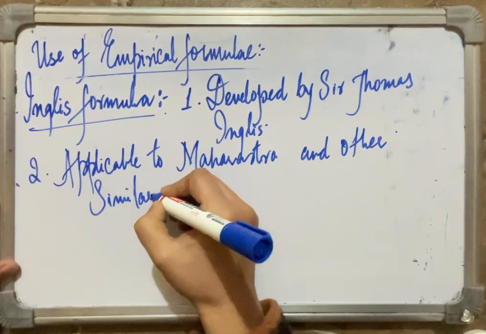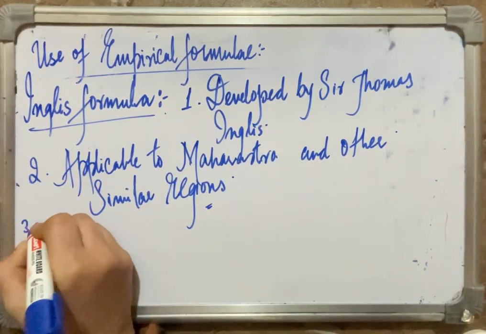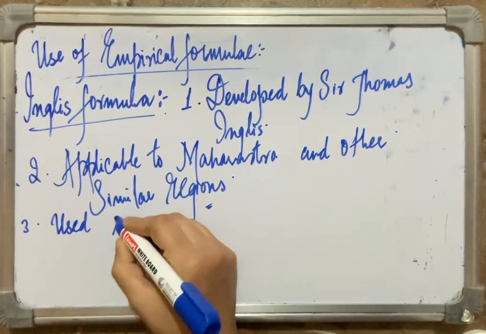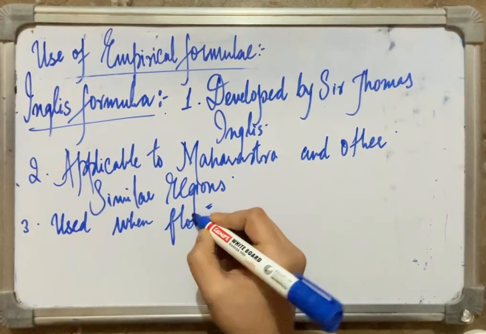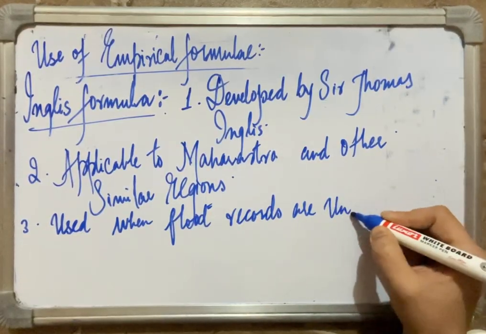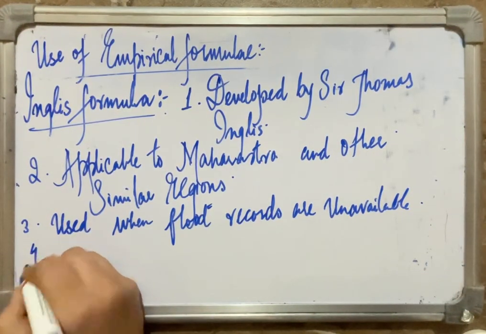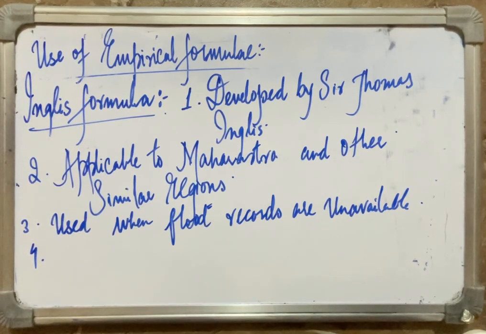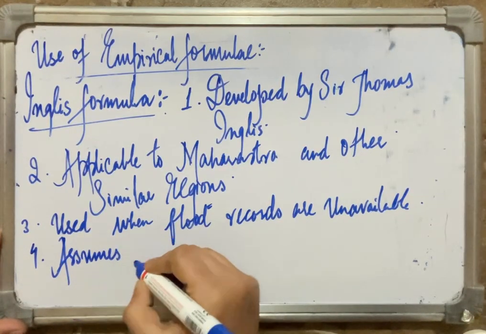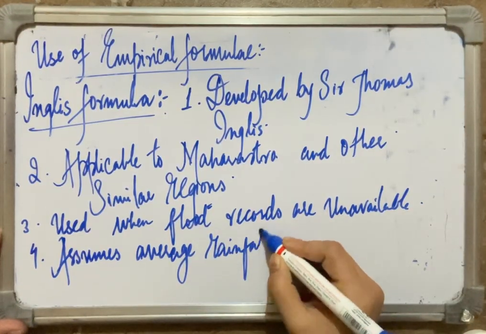Alright, it is the next key point of the English formula. Third one being, it's used when flood records are unavailable. And fourth one is that it assumes average rainfall conditions.